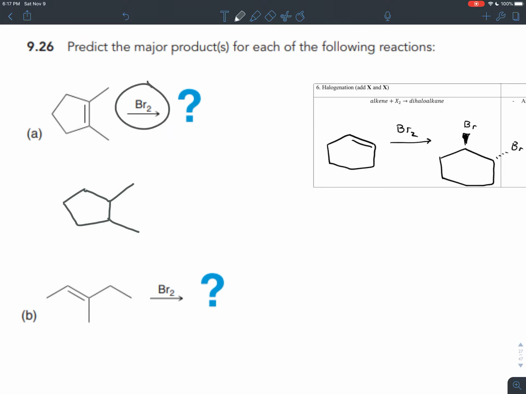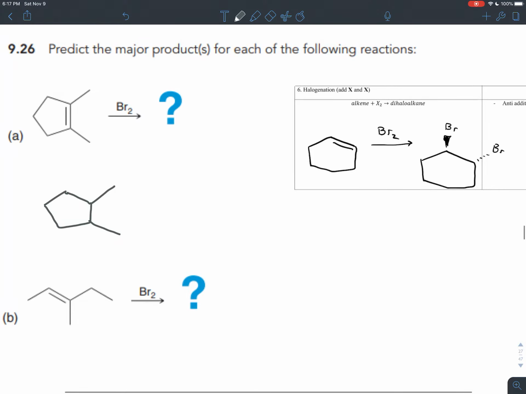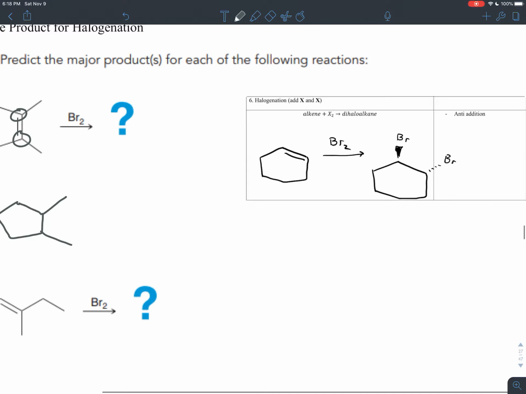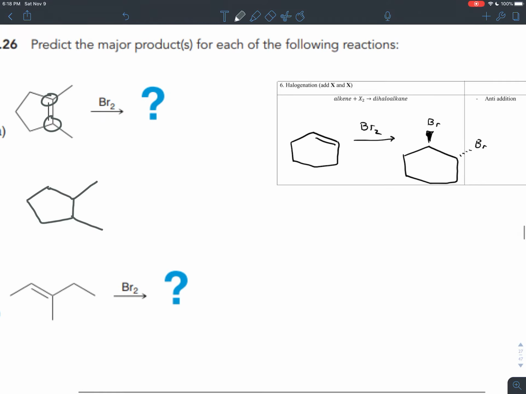You look at the recipe. We have Br2, just a halogen. So this is going to be halogenation. So we're going to add one bromine on each of these carbons in the double bond, and we have to make sure that we add them anti. So if we have one bromine on one coming out at us, the bromine on the other will have to be going away.